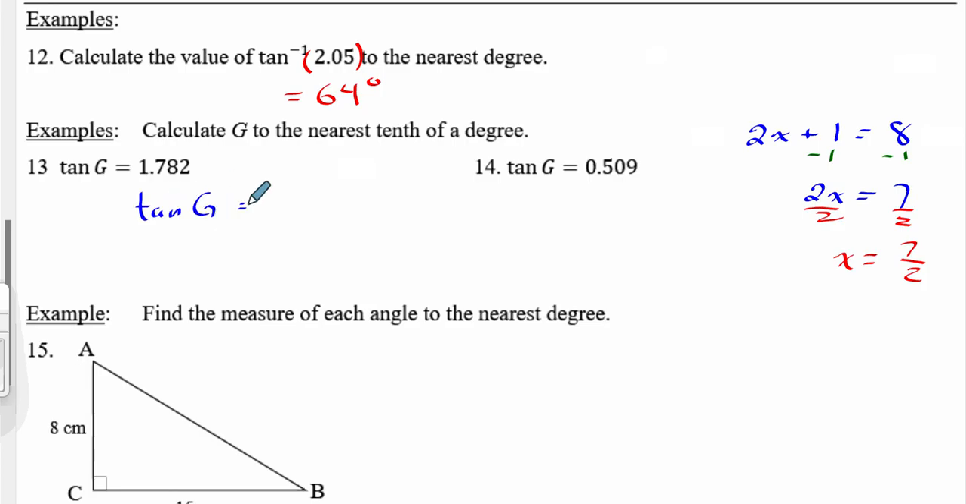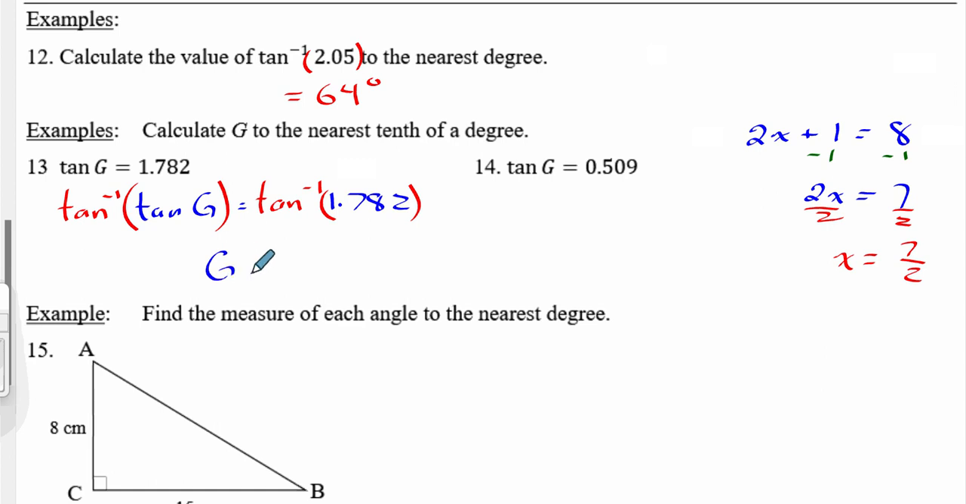Okay, so what we're doing here is I have this tangent of G equals 1.782. How do I undo tangenting? I inverse tangent. So what I do is I say I'm going to do the inverse tangent of this tan G. If I do it on the left, I have to do it on the right also. So I'm doing the inverse tangent of both sides. If I do the inverse tangent of a tangent, they just undo each other, and so that just gives me G.